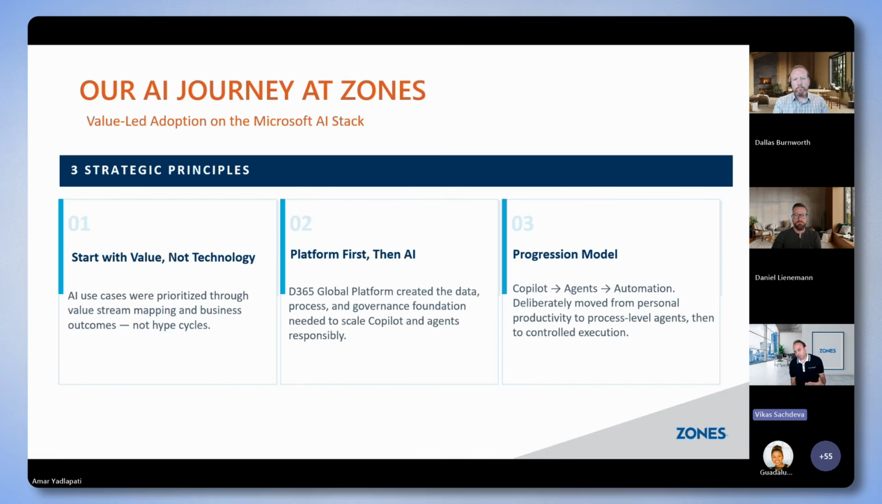And then progression. You start with discovery, do pilots, understand how agents work, and then we have started scaling. So take the time, pace yourself, and move from personal productivity use cases to more process-level agents, and then to larger-scale business process automation. This is what our journey has been so far.